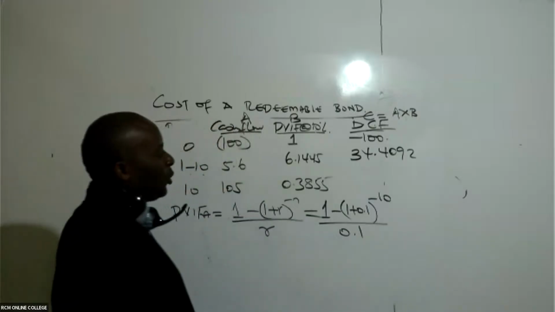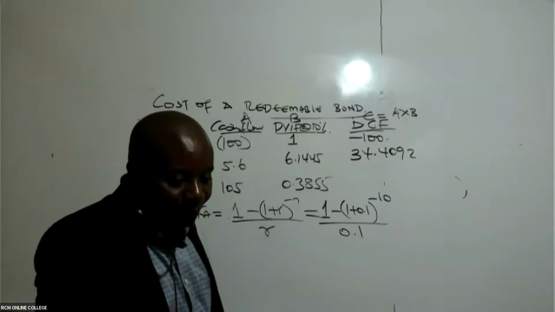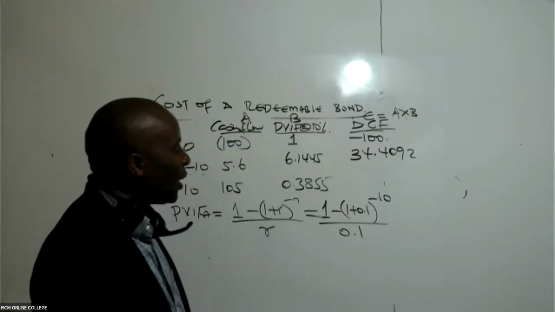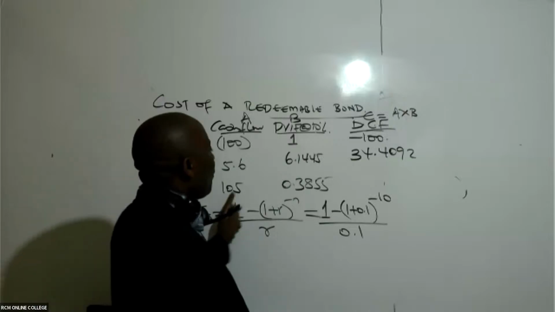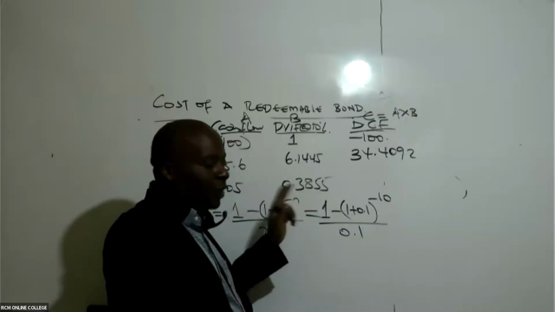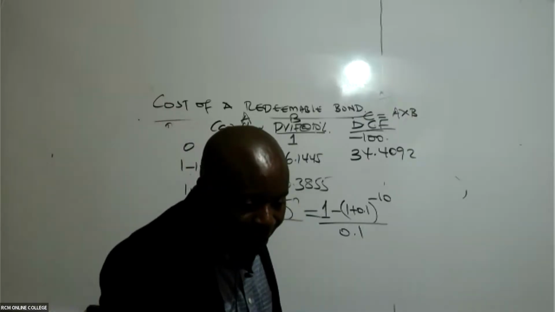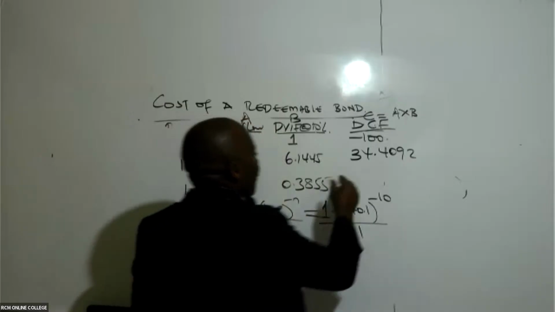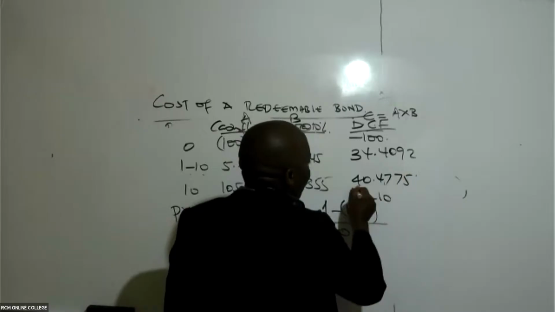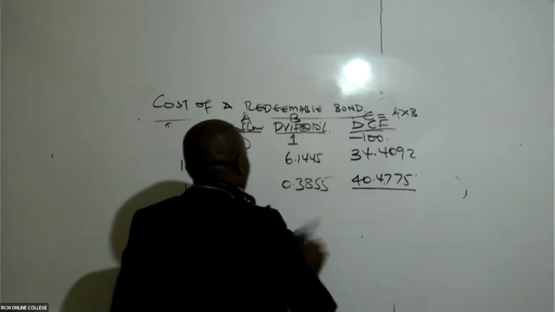I hope up to here we are together. All right, I like it when I see many answers. I'm normally happy. So then what is 105 times 0.3855? What do we have here, somebody? 40.4775. So we have here 40.4775.